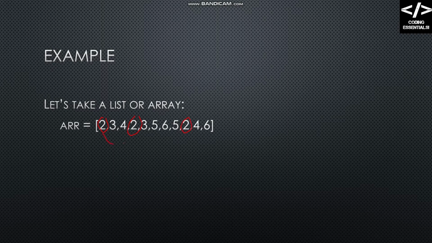So basically 2 XOR 2 would be 0, 3 XOR 3 would be 0, 4 XOR 4 would be 0, 5 XOR 5 would be 0, 6 XOR 6 would be 0. The resultant answer would be 2. So this is the element which is occurring an odd number of times. So basically this is the XOR method.